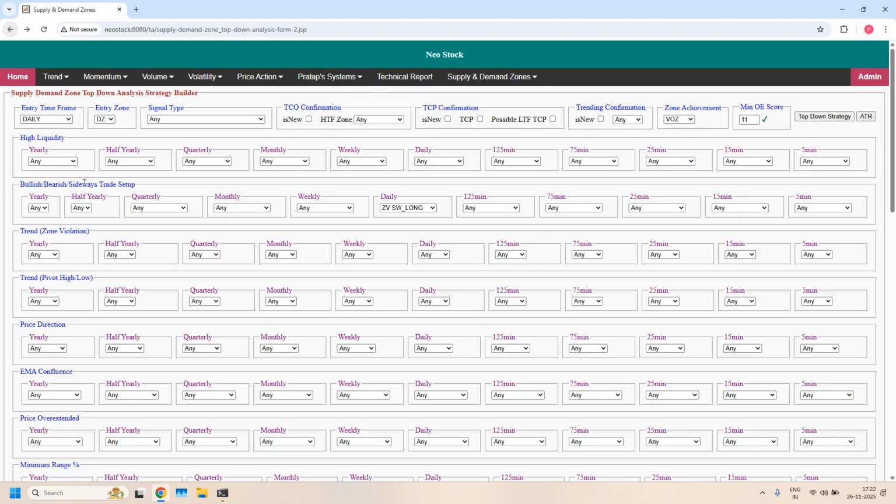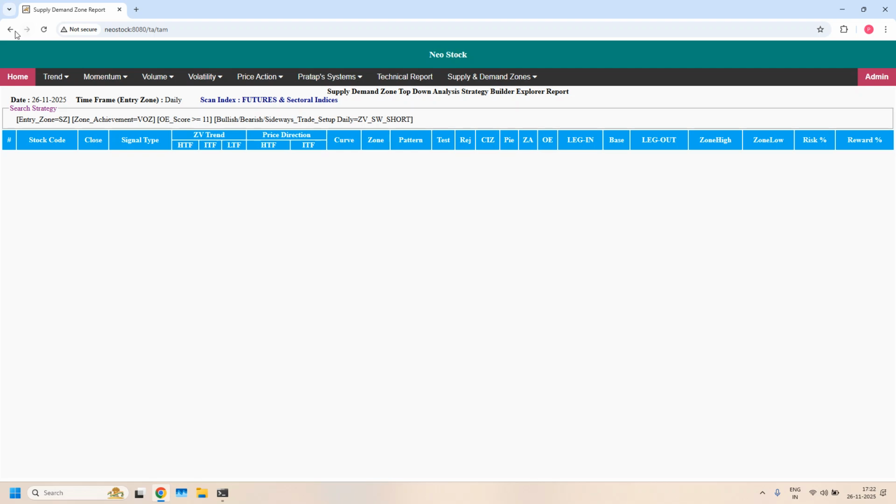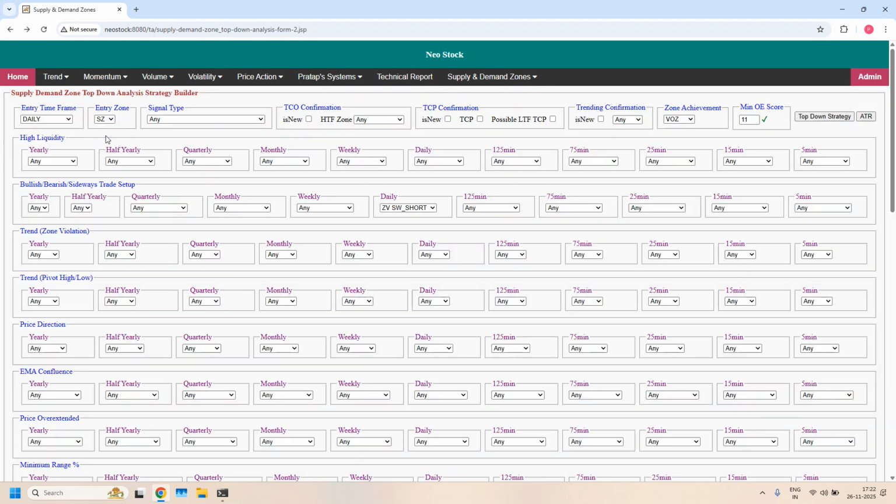Okay, next. Sideways short trade setup for monthly income trade. Changes are daily supply zone. And sideways short. Let's filter. We don't have stocks.